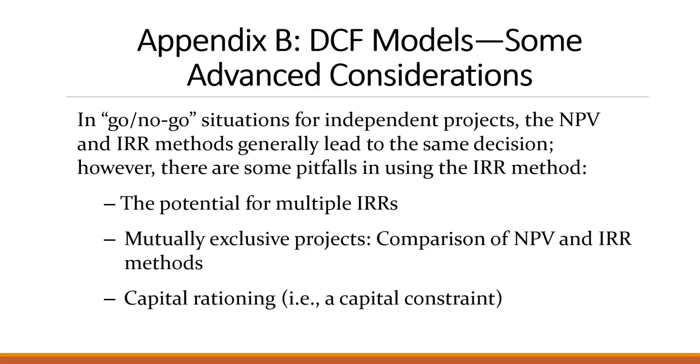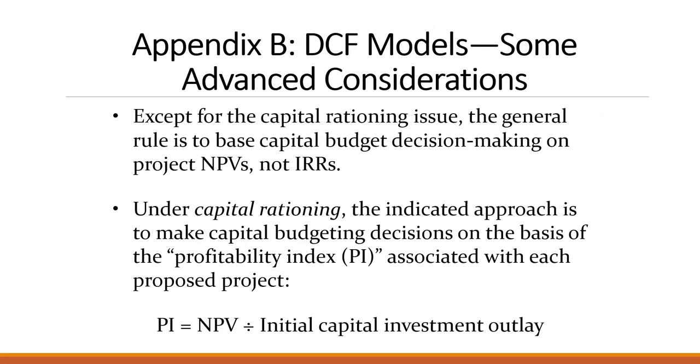This means that even though we've done all of this analysis, and all of these projects have positive NPV and we could accept them, our capital rationing tells us that we have to make decisions. We can only pick one or the other. So in the case of capital rationing, we want to base our capital budgeting decision making on the project net present value and not the internal rate of return. Under capital rationing, we would also look at the profitability index associated with each proposed project.